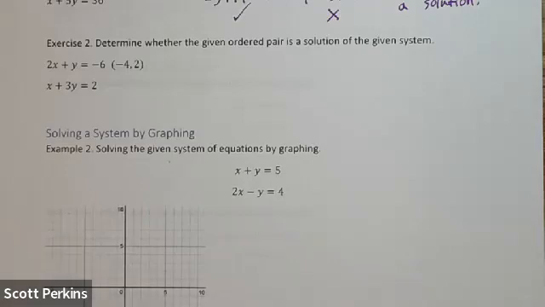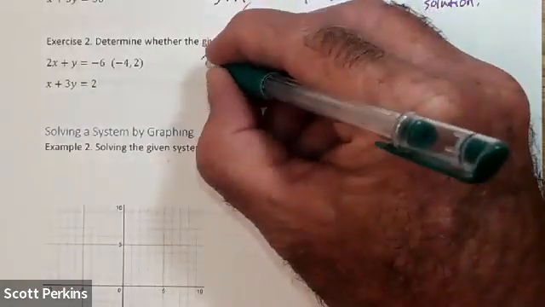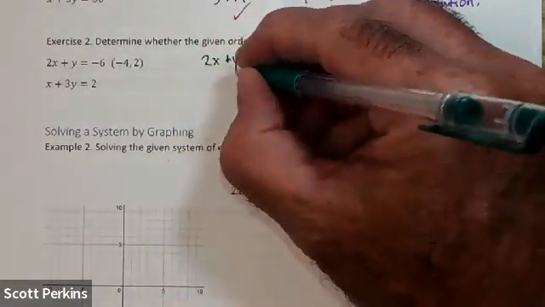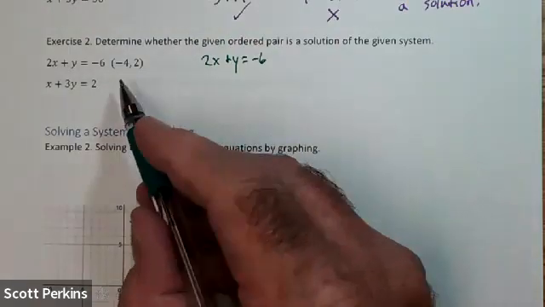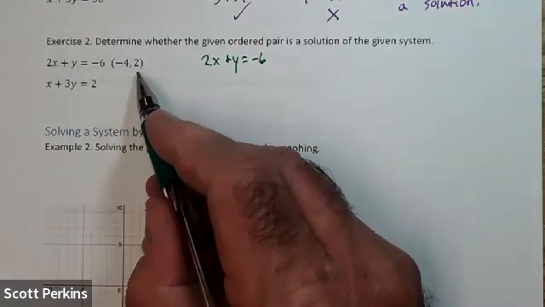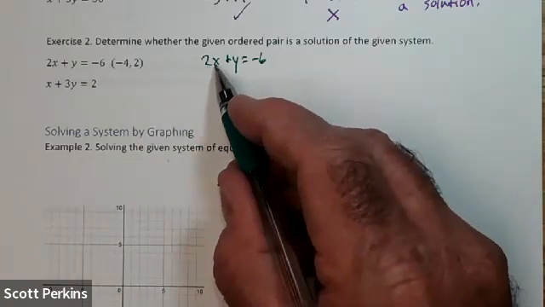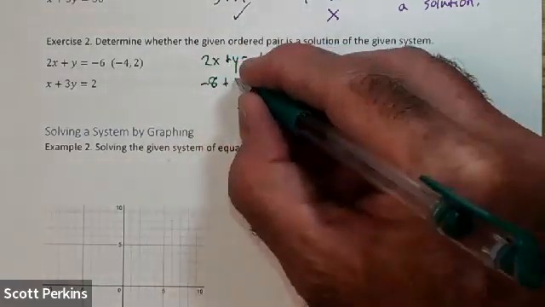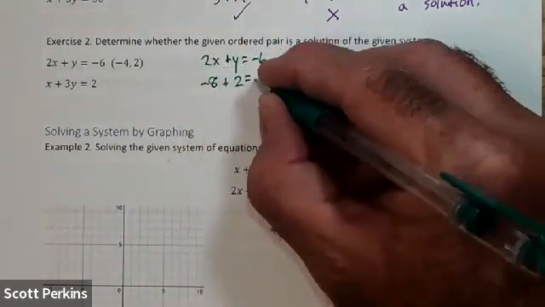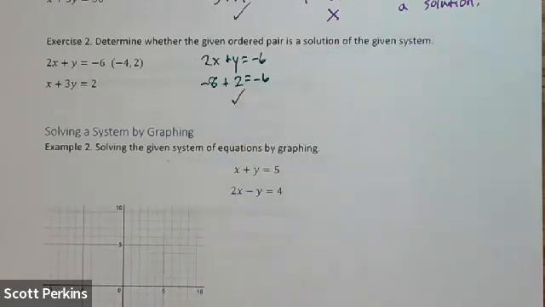All right, so let's do the arithmetic on this and see if we're going to answer yes, it's a solution, or no, it's not a solution. So 2x plus y is equal to -6. That's the first equation. We're going to plug in the x value -4, the y value 2. So 2 times -4 is -8, and then plus the y value 2, and -8 plus 2 is indeed -6. So we are good right there for the first one.